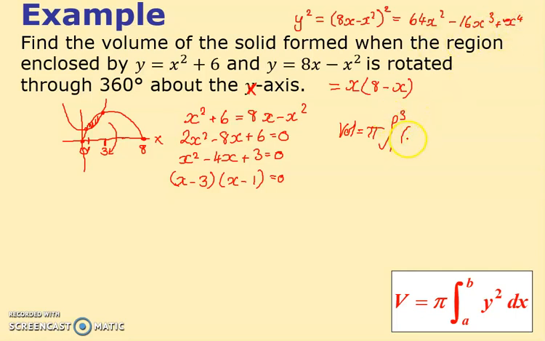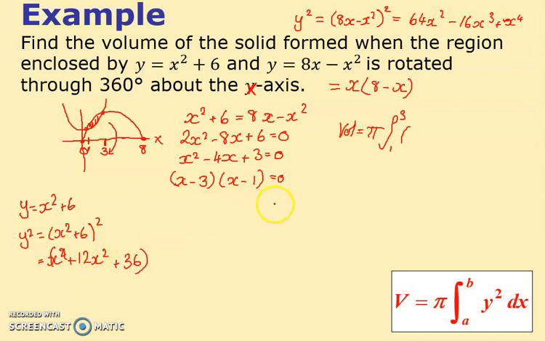So I've got to do that one. And then I've got to also do the other one. What was the other one? It was x squared plus 6. So y squared for that will be x squared plus 6 squared, which is x to the 4 plus 12x squared plus 36. And to work this out, we do the volume of one of them. I'll just call it g of x squared, and I take away the other one, f of x squared dx.